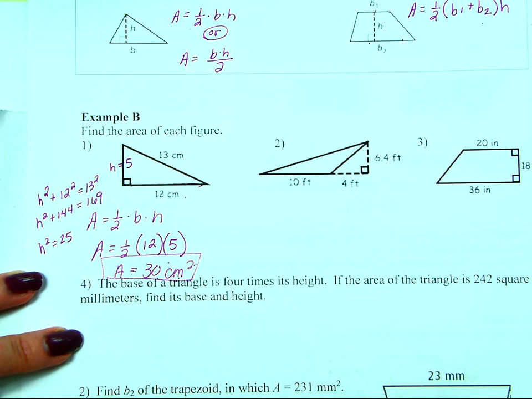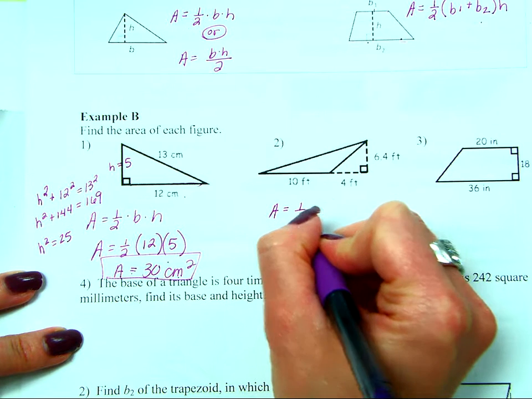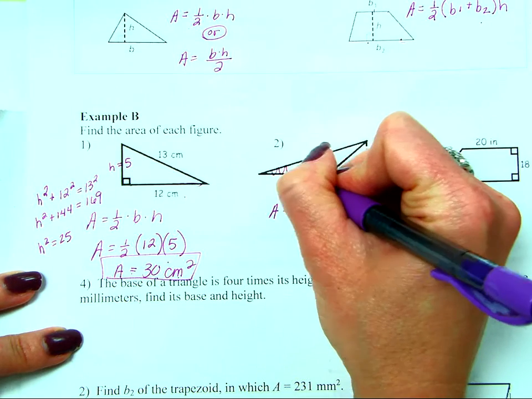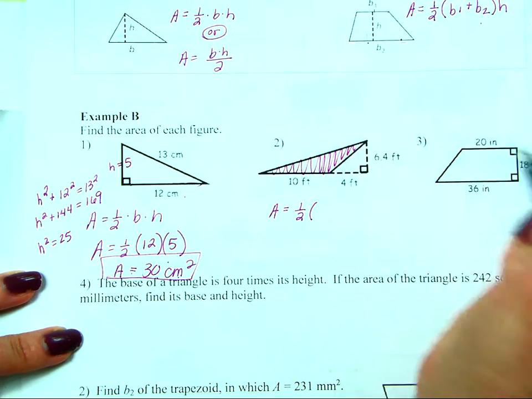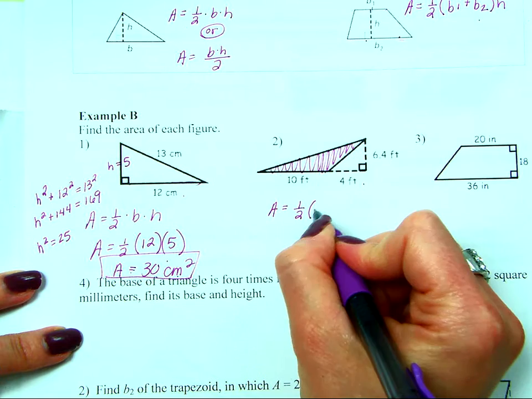What about picture number 2? My area is 1/2 base times height. What am I going to use as the base of my triangle? 10? 4? 14? Well, my triangle is just this part right here, right? The dotted line is not part of the triangle, so that base is 10.